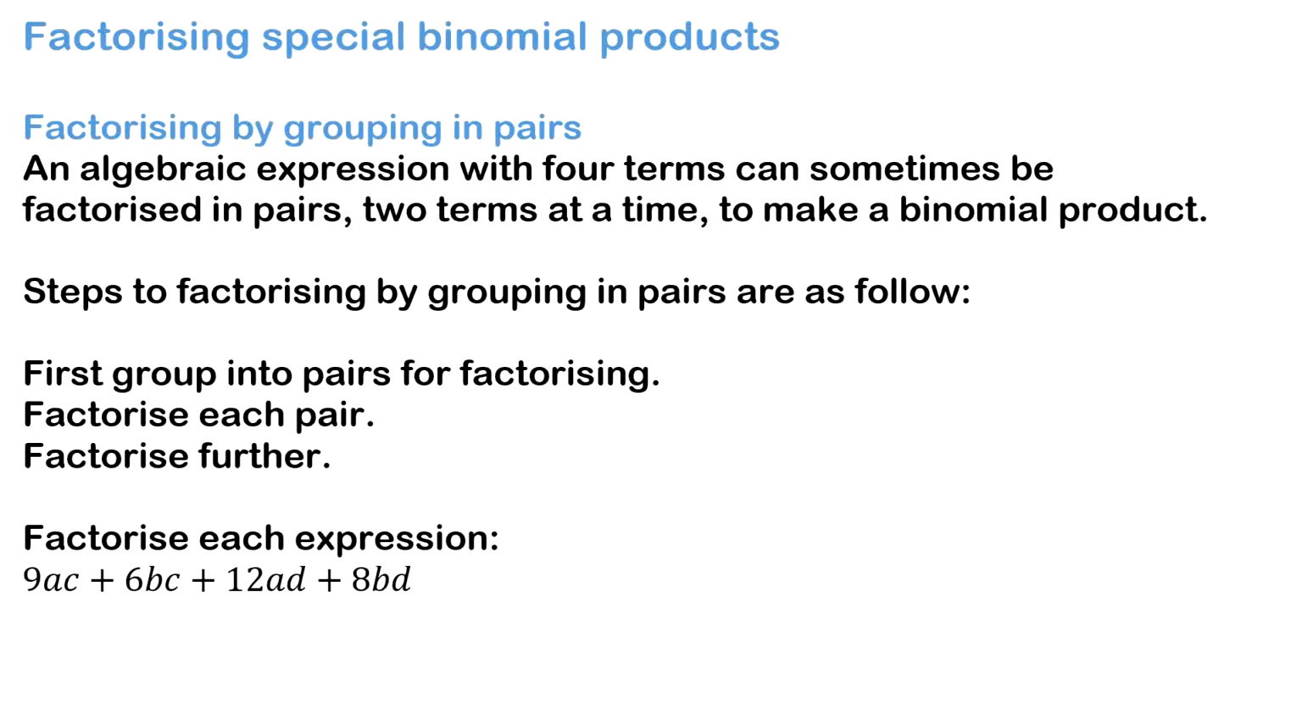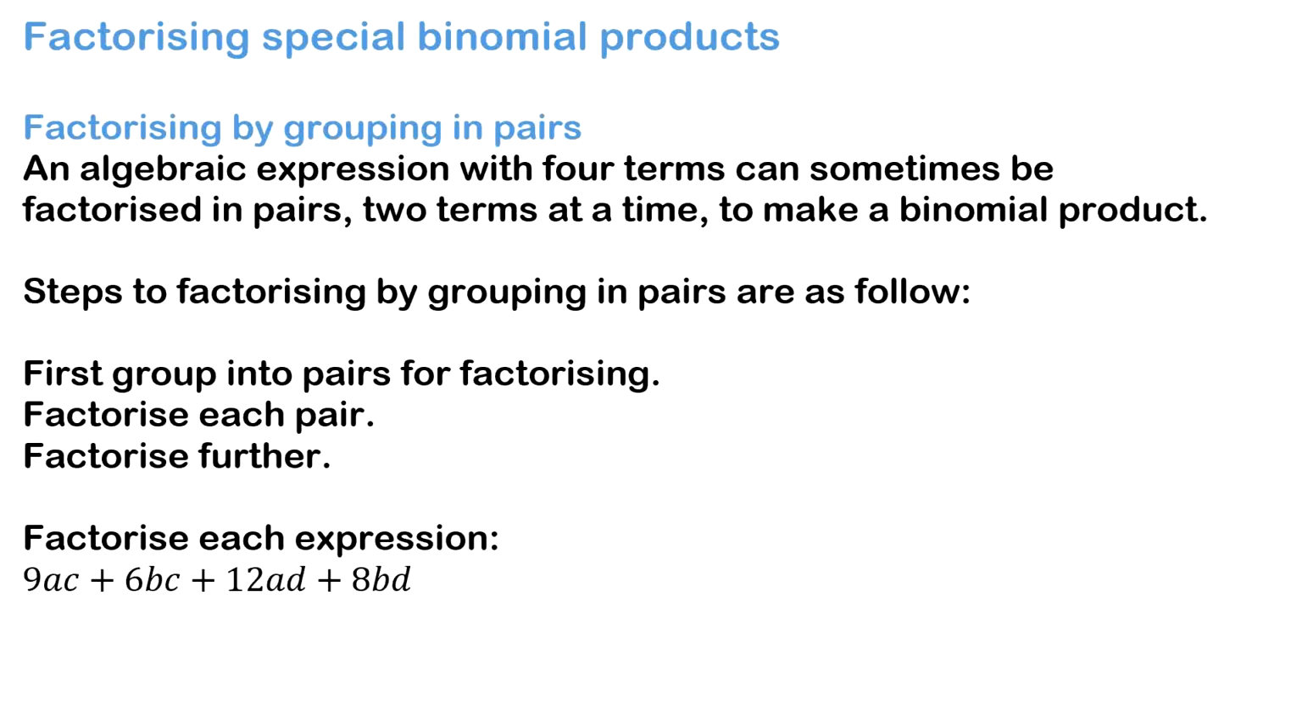In this video, we're looking at factorizing special binomial products. The first special binomial product we're going to be factorizing is something called factorizing by grouping in pairs. When you have an algebraic expression with 4 terms, we can sometimes factorize these into pairs, which means 2 terms at a time, to make a binomial product. These steps involve first grouping into pairs before we even start to factorize.